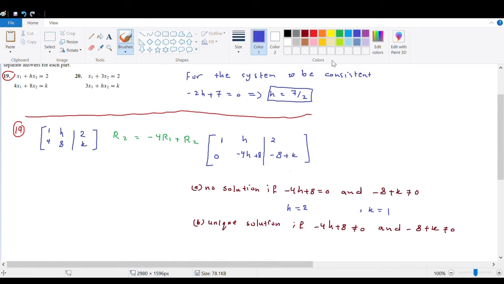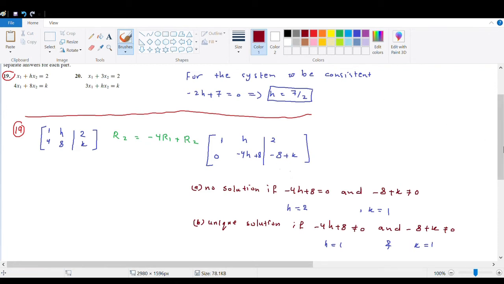But if they are different, so minus 4h plus 8 is not equal to 0, which we can choose any number. For example, h is equal 1. We get here minus 4h plus 8 is equal minus 4 plus 8, which is 4. And minus 8 plus k is not equal to 0, so we can choose any number different than 8. So for example, let us take k is equal 1. So if k is equal 1, h is equal 1, that means here minus 4 plus 8, which is 4, and minus 8 plus k, which is equal minus 7.